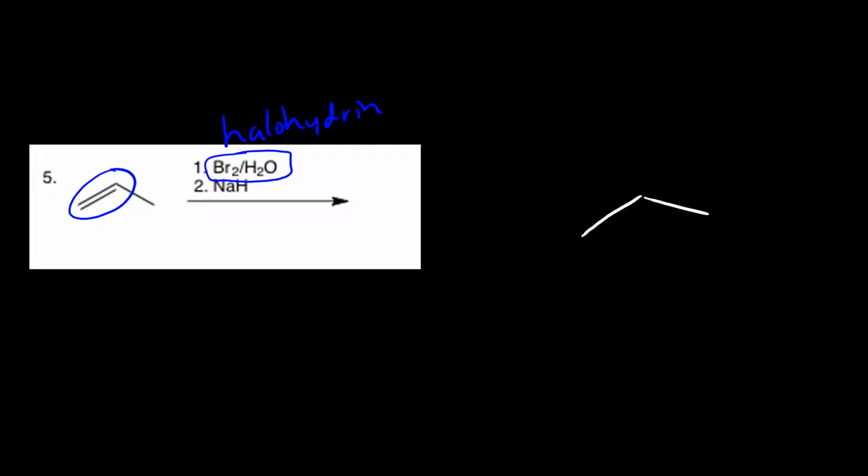Recall that the water goes on the more substituted side and the halogen goes on the less substituted side, if you take a look back at that mechanism. And the second step is going to be treating that with NaH. We learned that that's really the only thing that these guys can do, and that's to make the internal epoxide. And so you're going to end up with this.